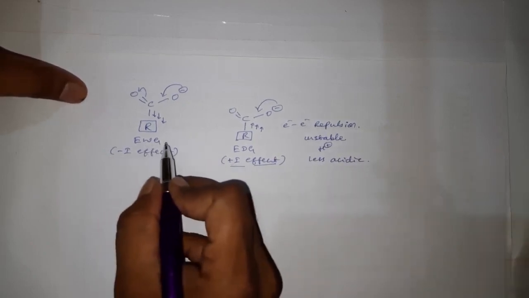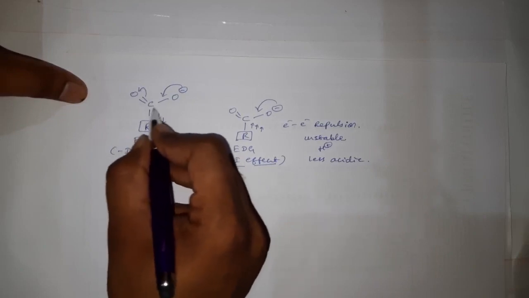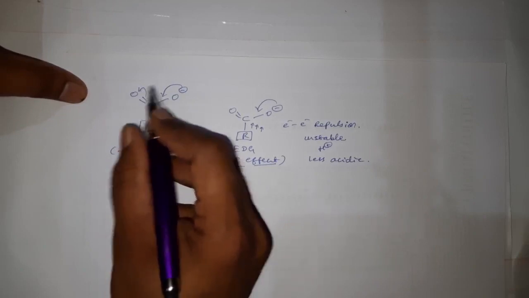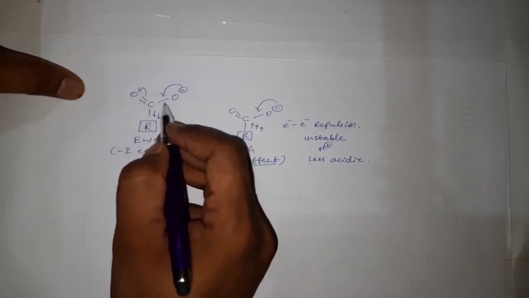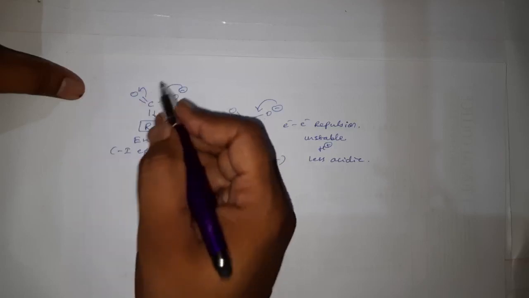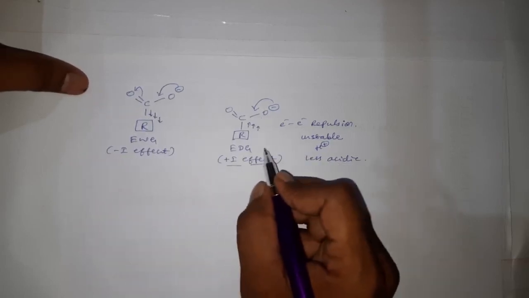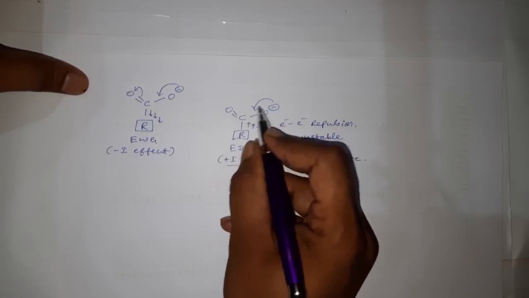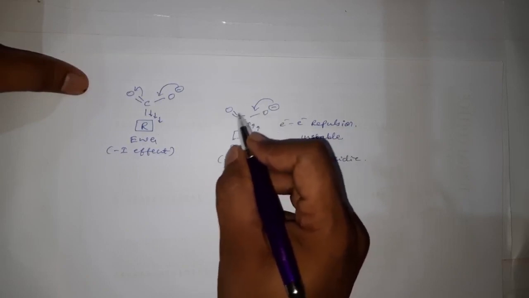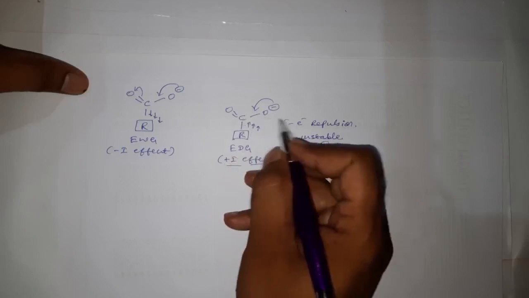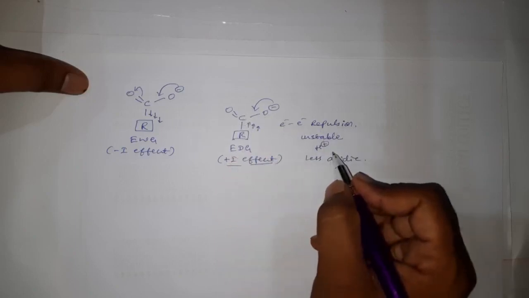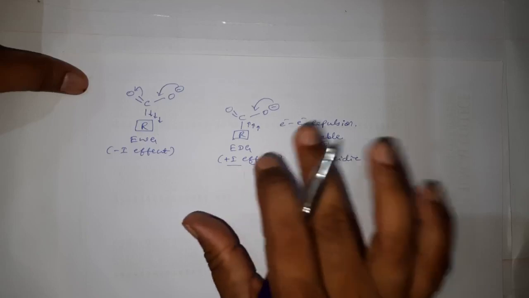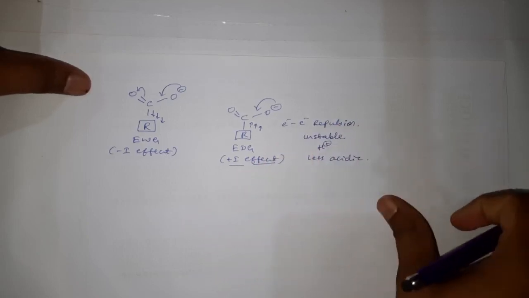If electron withdrawing groups are there, then they decrease the electron density around the carbon and help the negative charge to delocalize, and hence it increases the acidic nature. If an electron donating group is there, then it increases the electron density around the carbon and opposes the delocalization of negative charge through the carbon, and hence it decreases the acidic nature of the carboxylic acid in which it is present.